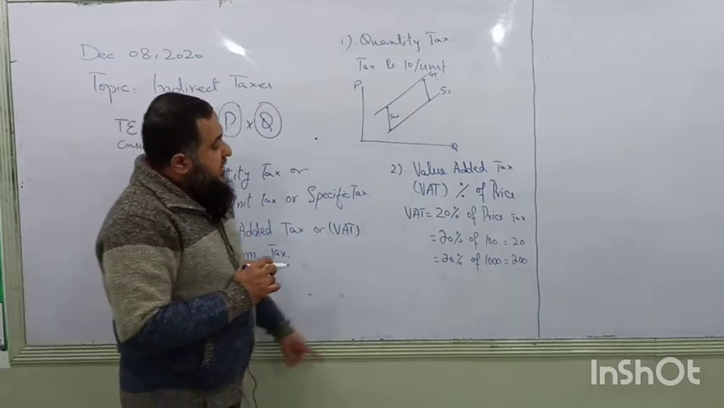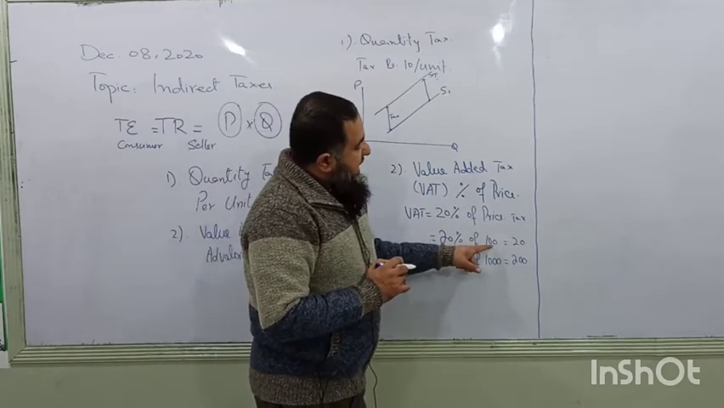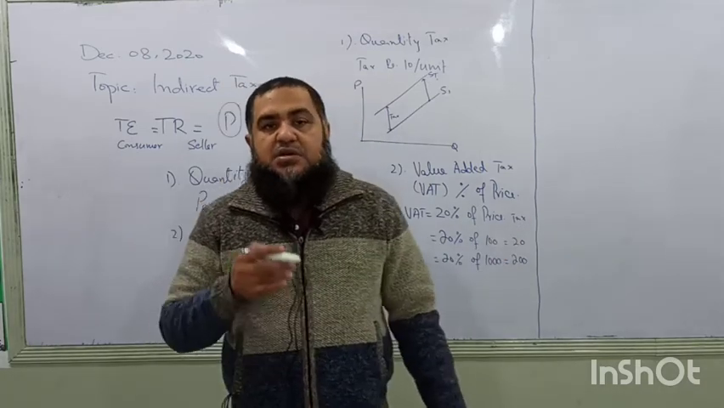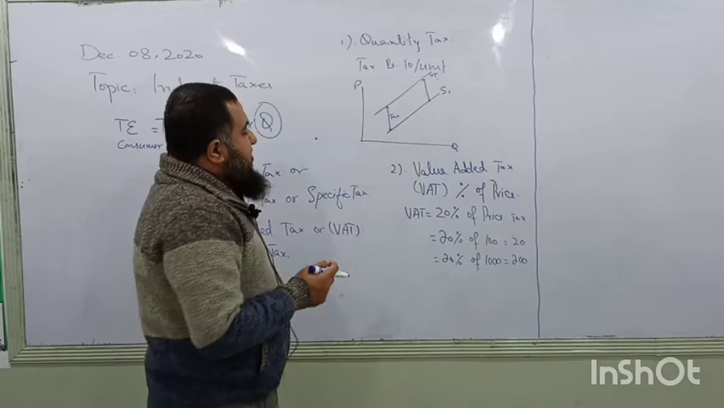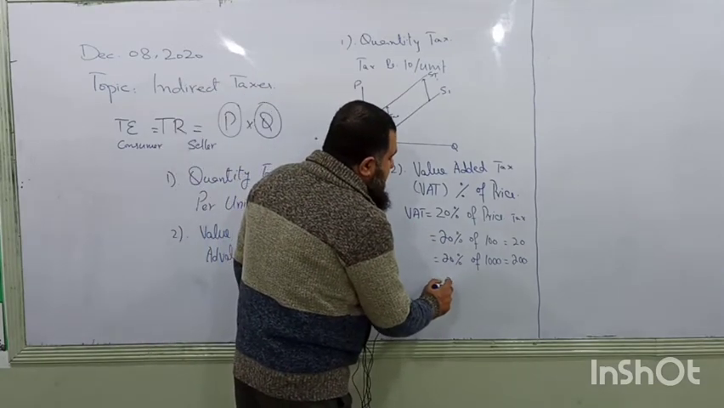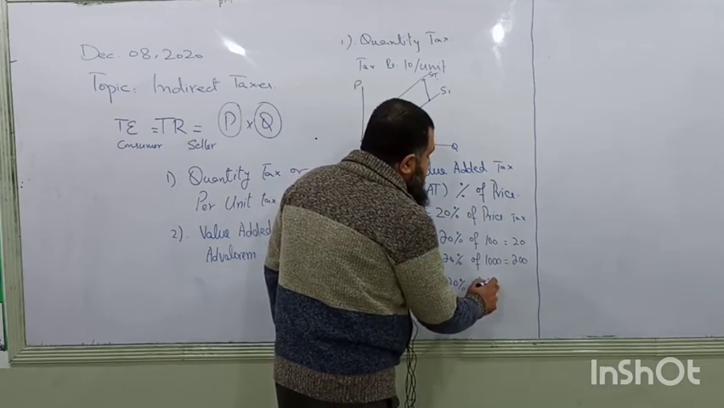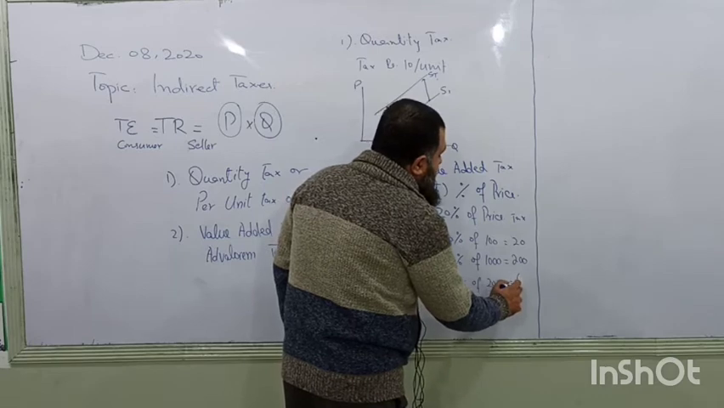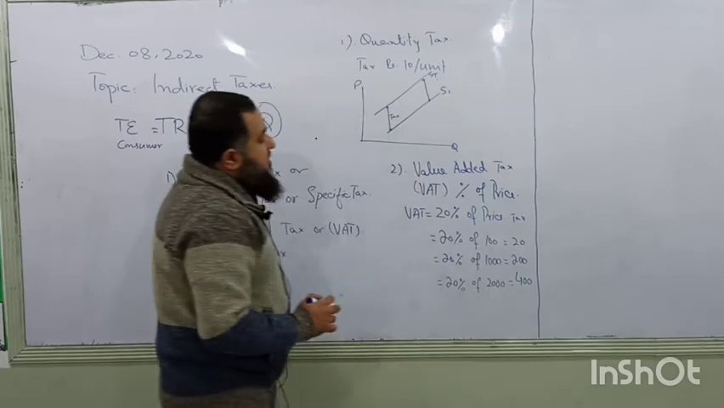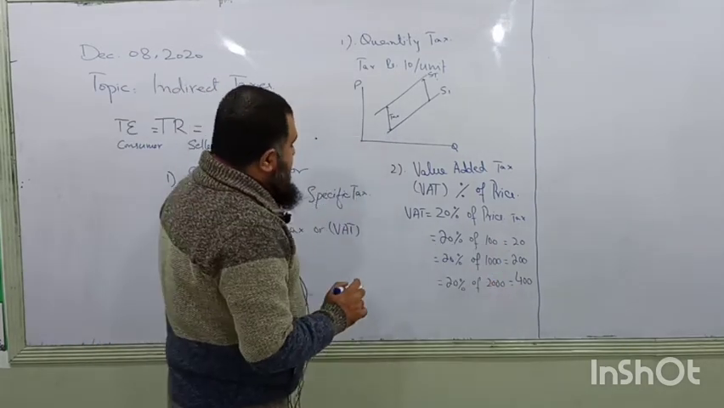So you see over here, the percentage or the rate of the tax remains the same, but as price increases, the amount of tax revenue of the government will also increase. As this value added tax is a percentage of price, can I say when price is 2000 rupees, the tax amount will be 400? So as the price is increasing, the amount of tax is increasing.